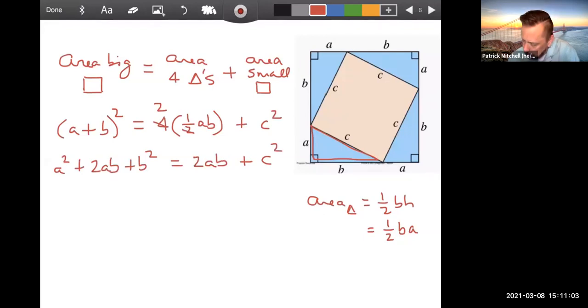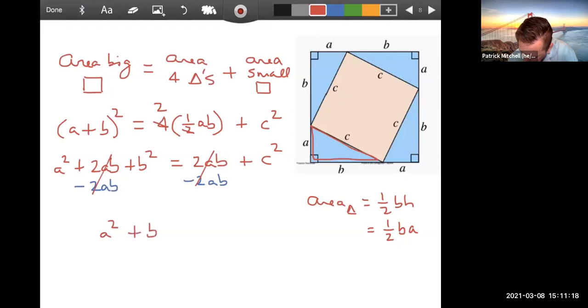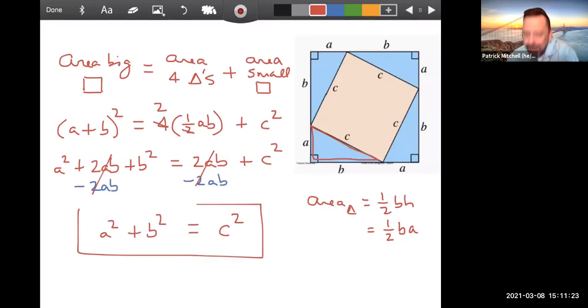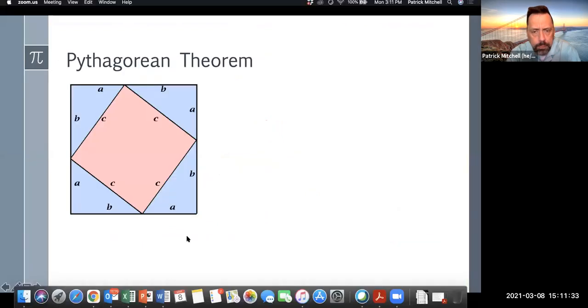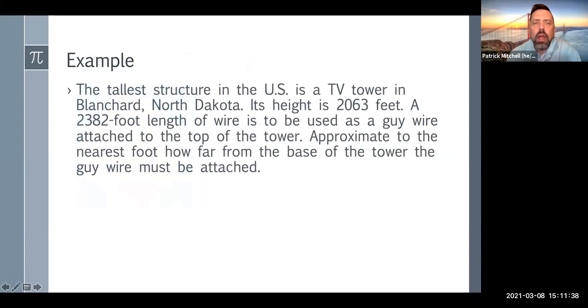And then look what happens when you subtract 2AB from both sides of that. You get something that hopefully looks familiar. A squared plus B squared equals C squared, ta-da. And that's how you get the Pythagorean theorem. All right, so hopefully you've seen the Pythagorean theorem before. We cover it in pre-algebra, for example.